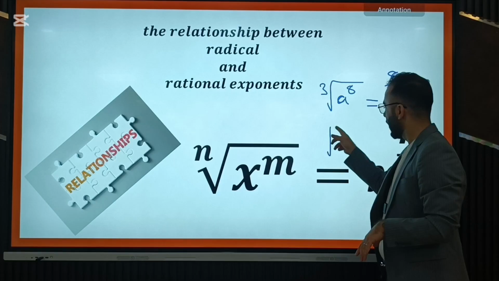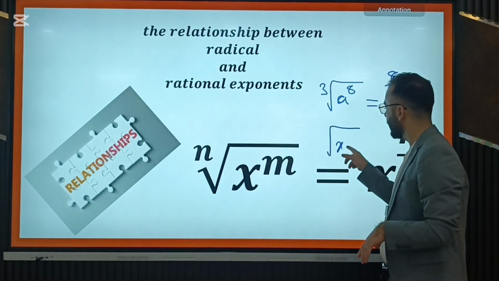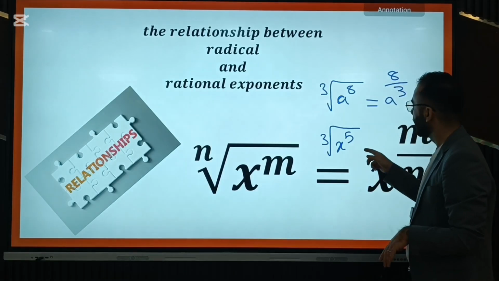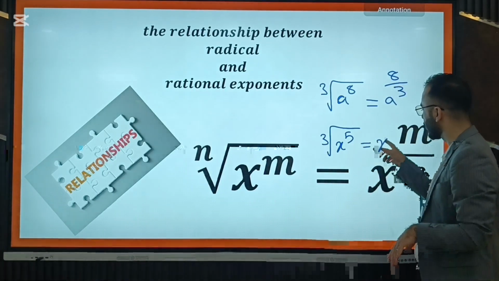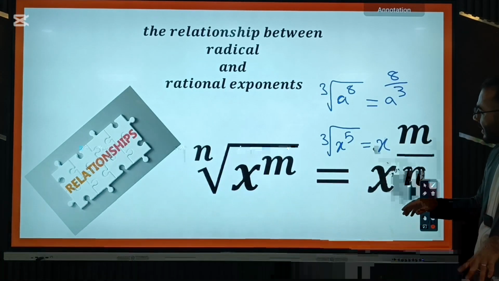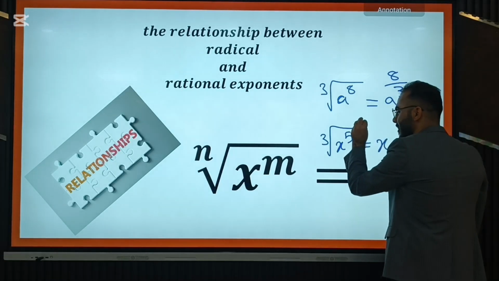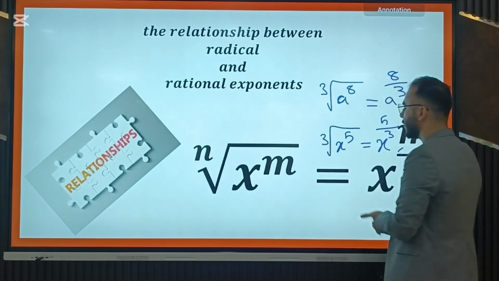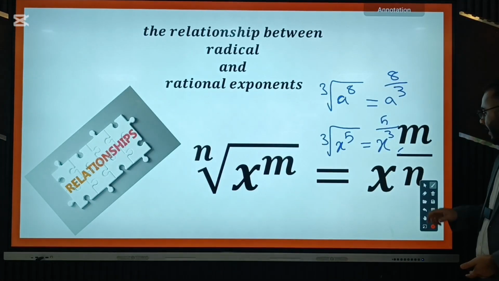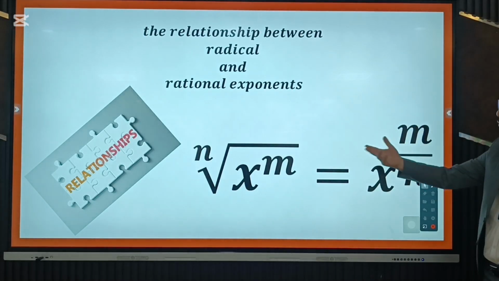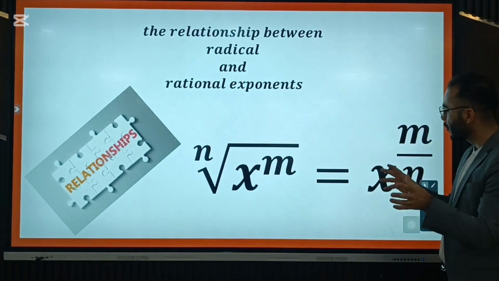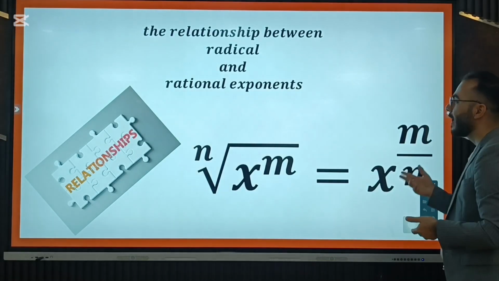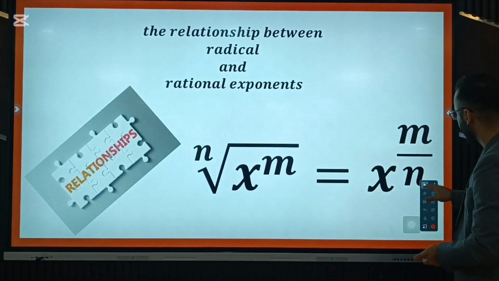One more example: the cube root of x to the power of 5. It's equal to, keep the base, don't change it. We said that we will divide the exponent inside by the index that we have: 5 over 3. Okay, this is the relation between the nth root and the exponential function, turning it into a rational exponent of a number.